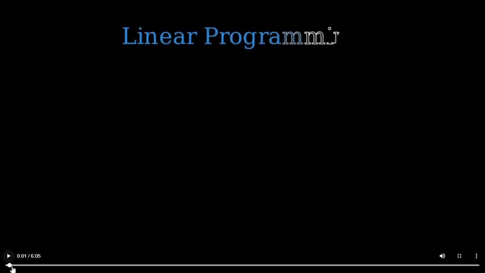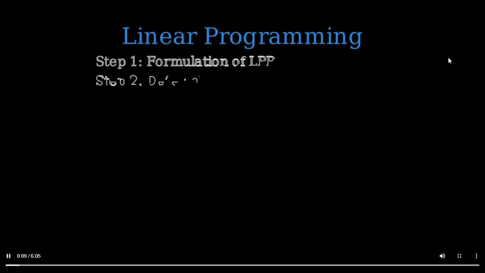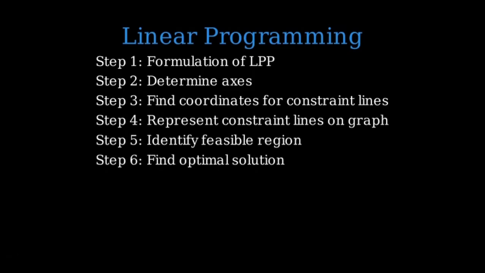Welcome to this tutorial on linear programming. Today, we'll walk through a complete example to show you how to solve linear programming problems graphically. We'll cover the 6 key steps: formulating the problem, determining the axes, finding coordinates for constraint lines, representing those constraints graphically, identifying the feasible region, and finally finding the optimal solution. Let's dive into our example problem.